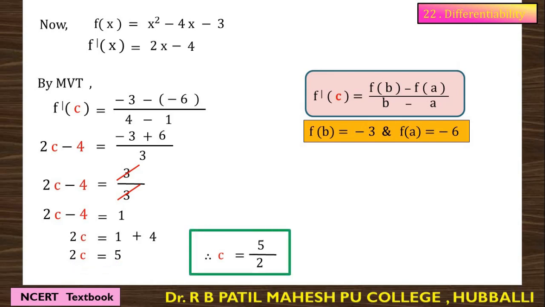So this is the c point. This c point belongs to the open interval 1 comma 4, because 5 by 2 means 2.5. So definitely this 2.5 belongs to the open interval 1 comma 4. What you have to understand here is that at this point, if you draw a tangent, this tangent slope is equivalent to the slope of the secant between the points.